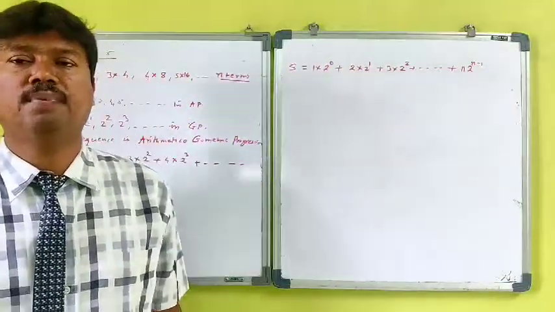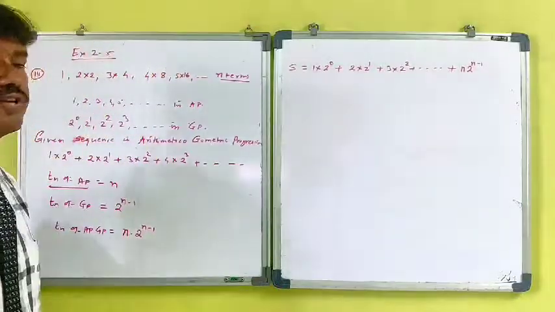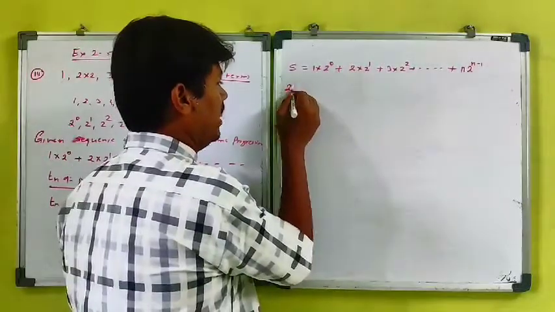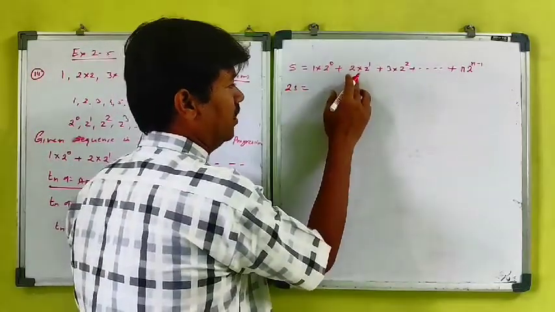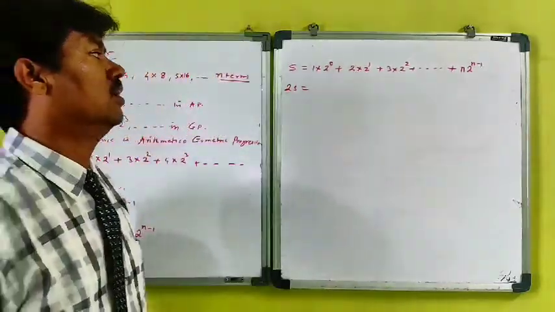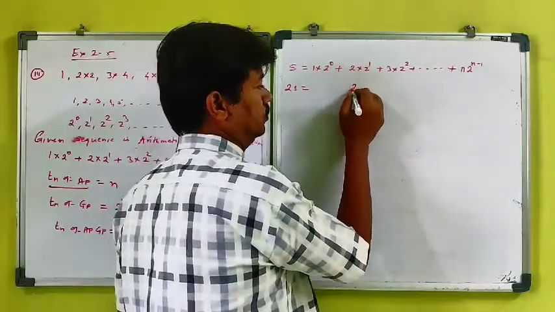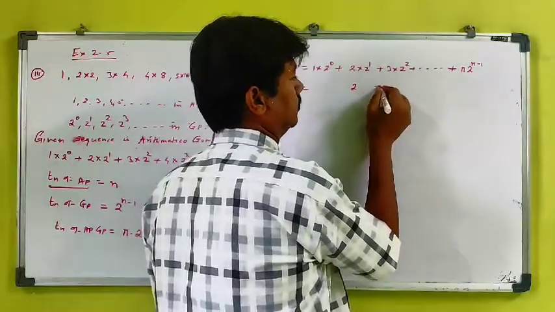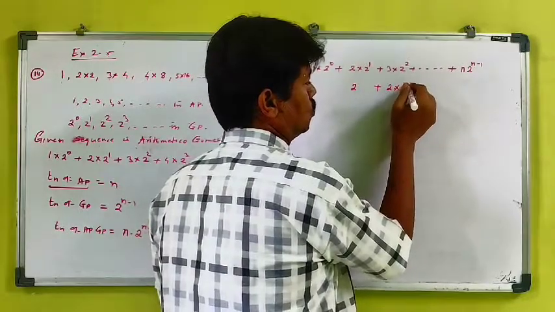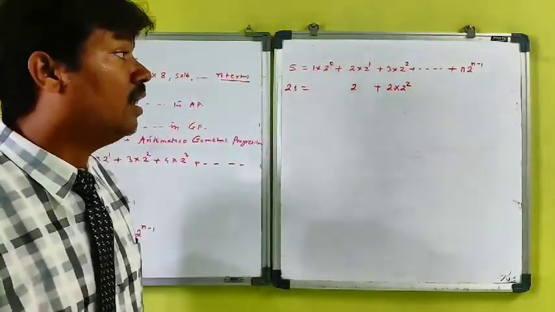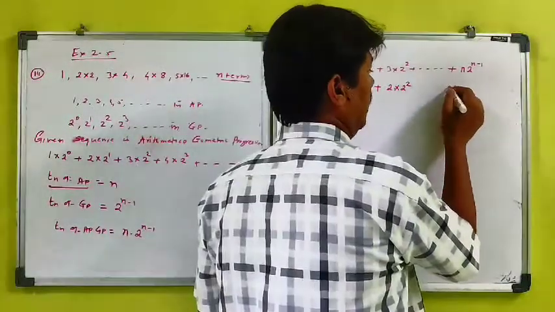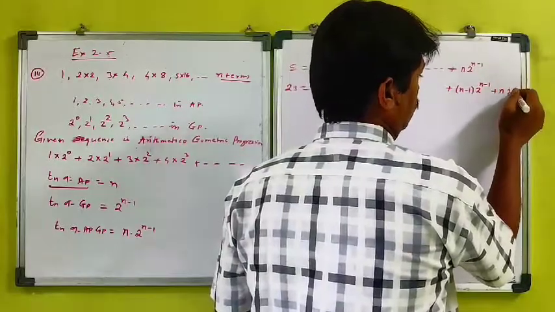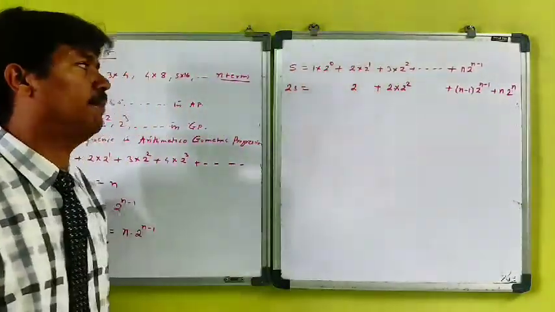Now, you just follow the method. The method is you have to multiply with the common ratio. What is the common ratio here? The common ratio is 2. So multiply by 2, so it is 2S. We shift the terms, so it is simply 2, the next will be 2 into 2 square, like that. Here it will be n minus 1 into 2 raised to n minus 1, then n into 2 raised to n, like this.